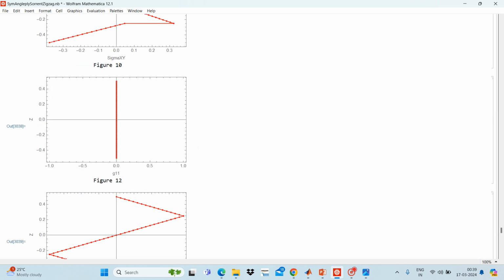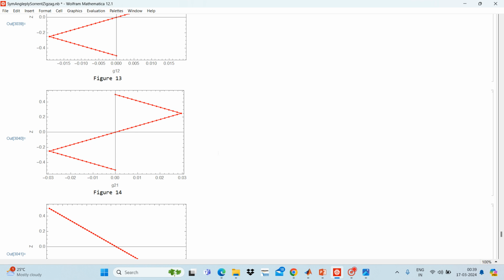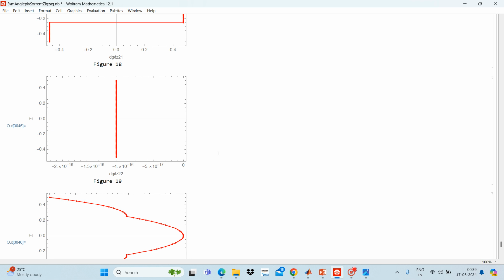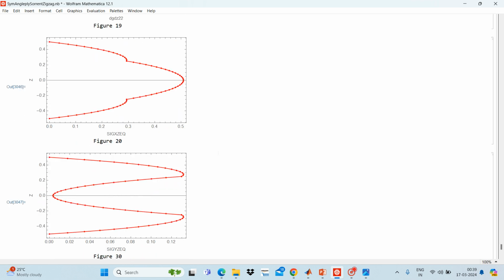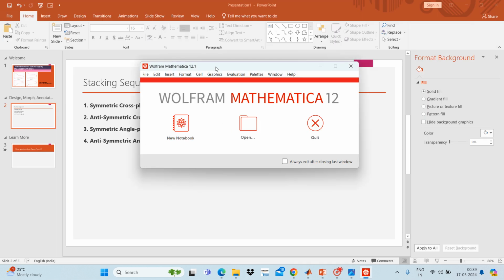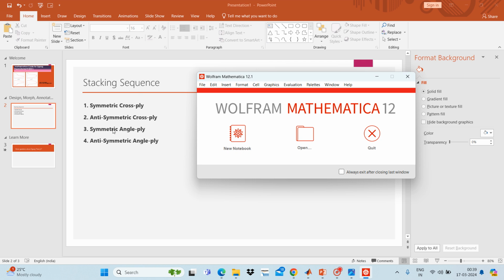Then the shear zigzag functions, g11, g12, and then derivative of the functions. Then we got sigma xz from the integration of the equilibrium equations, and sigma yz from integrating the equilibrium equations. So now I think this we have also seen. So we have seen the third case, that was symmetric angle ply, and now remaining the anti-symmetric angle ply case.